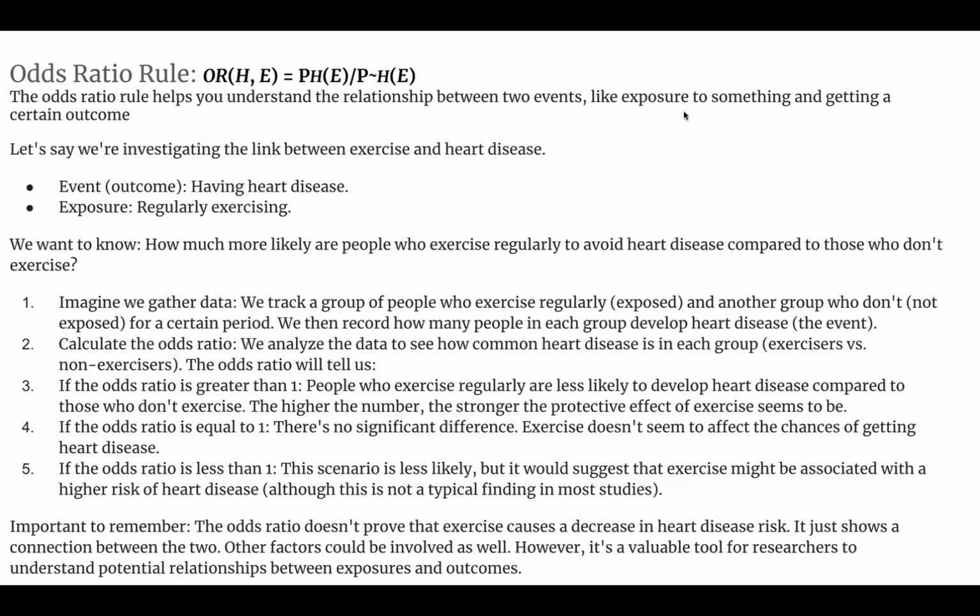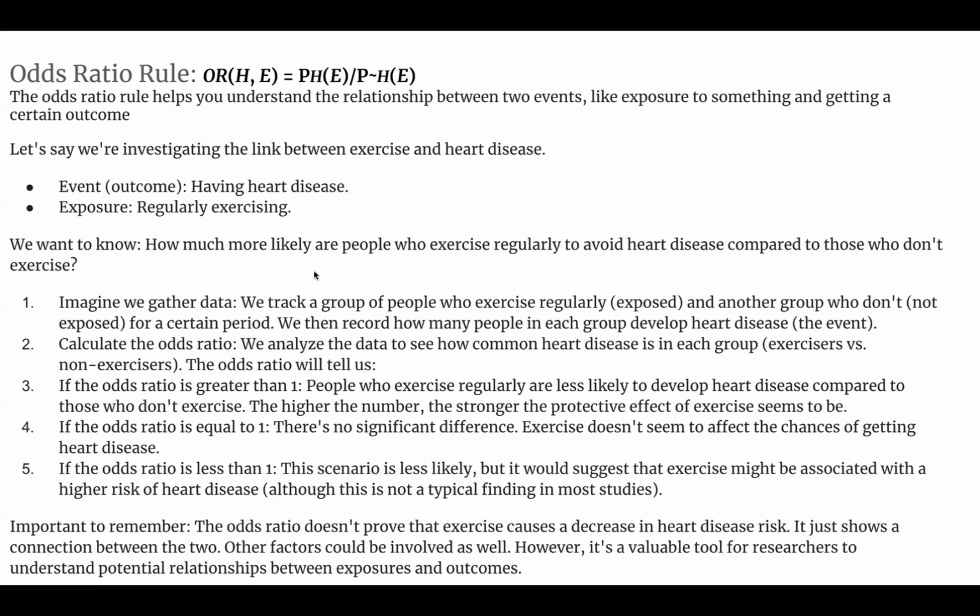So like exposure to something and getting a certain outcome. Say, for example, you were exposed to somebody having the COVID virus. What's the likelihood that you will get infected with the virus too? Or another example, let's say your outcome is having heart disease, given the exposure that you're regularly exercising. So you study the relationship between the two events. It's not that one is causing the other, but how does one affect the other?